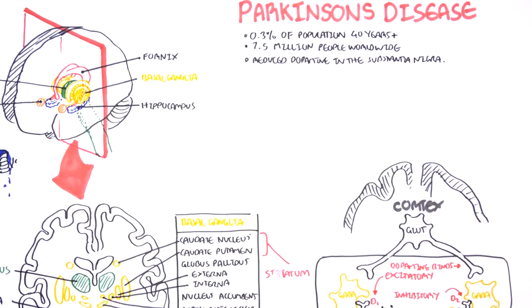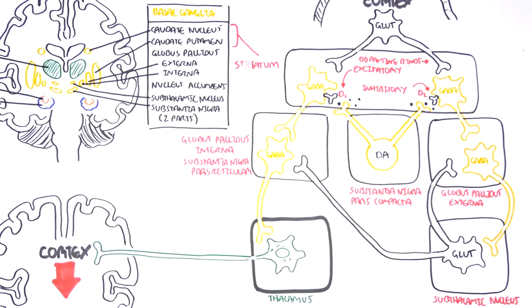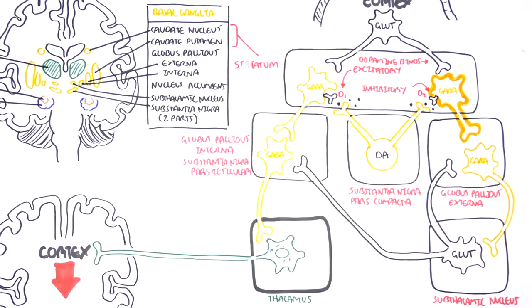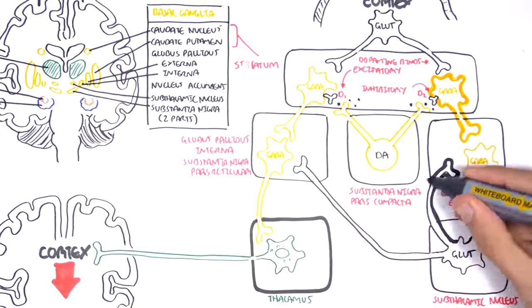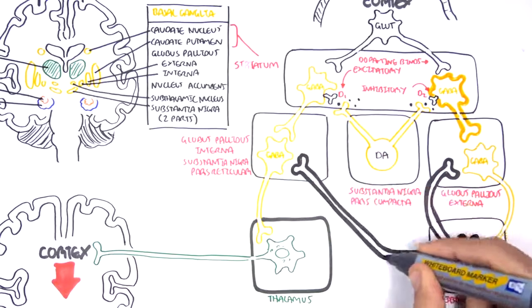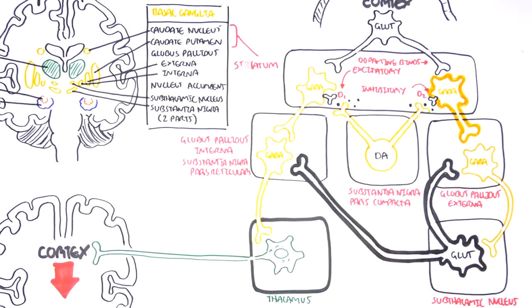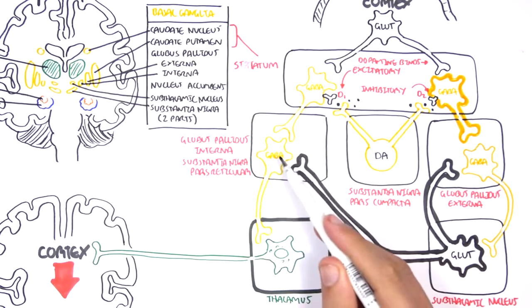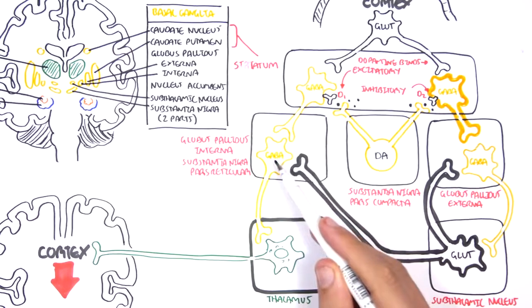Okay, now let's go back to the diagram and look at what happens if we have reduced dopamine. If we have reduced dopamine, dopamine does not bind onto the D2 receptor, which normally inhibits this GABAergic neuron. Thus, the GABAergic neuron here is now overactive and secretes GABA, which inhibits the second GABAergic neuron. Because this GABAergic neuron is now inhibited, it cannot inhibit the glutaminergic neuron in the subthalamic nucleus. And so the subthalamic nucleus glutaminergic neuron will secrete glutamate, which will stimulate this GABAergic neuron in the globus pallidus interna.